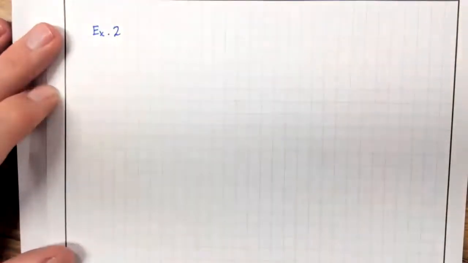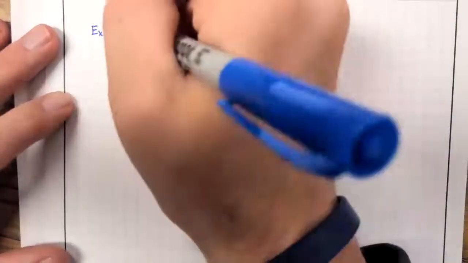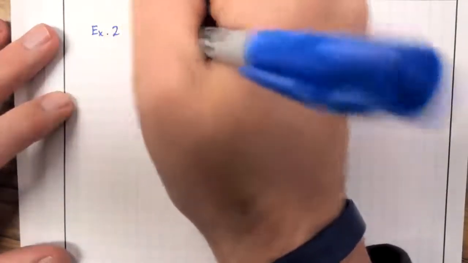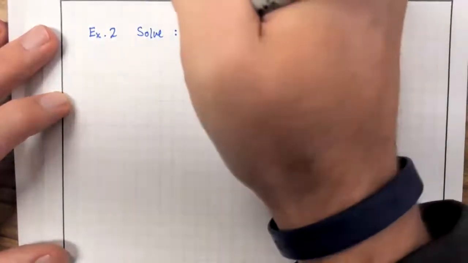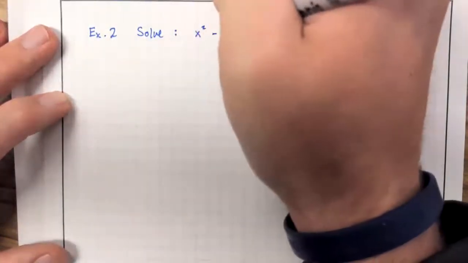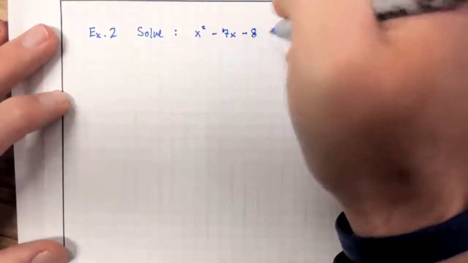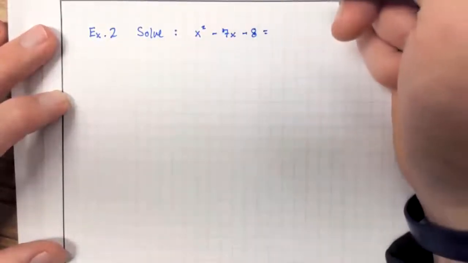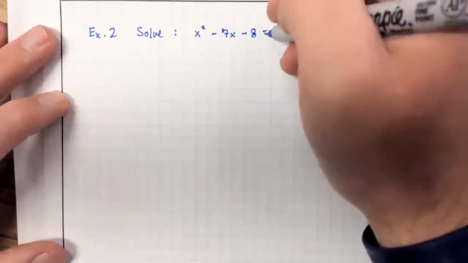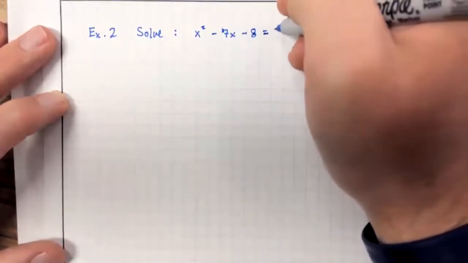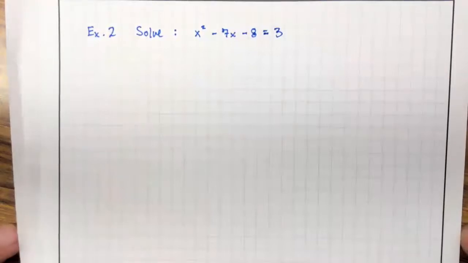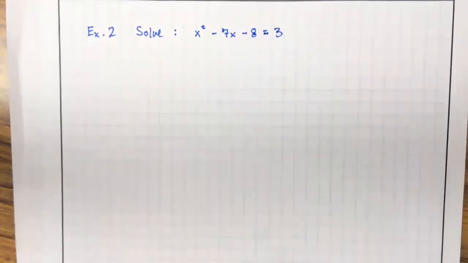Let's come up with another quadratic equation, and hey, we'll just go ahead and solve this one as well. So this one, let's have this equation. We're just going to find solutions for this equation. Solve this. X squared minus 7x minus 8 equals, let's do +3.